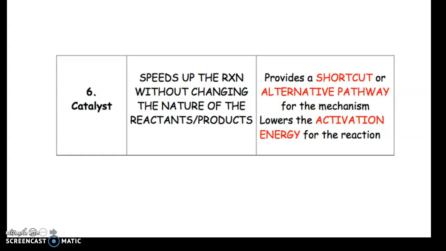The subway is our alternative pathway, right? It's just a quicker way for the reaction to happen, but it's not changing the reaction. It's not changing what you're starting with. It's not changing what you're ending with, right? It's just giving you a shortcut or an alternative pathway. And that's just by lowering the activation energy, the energy needed for that reaction to actually happen.